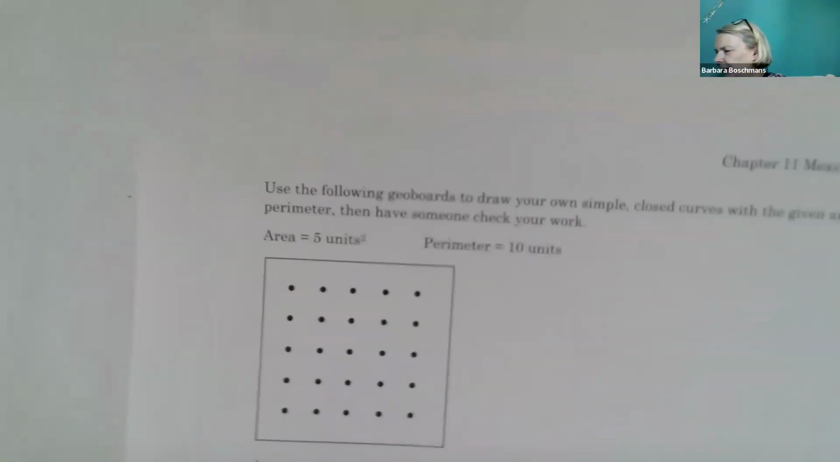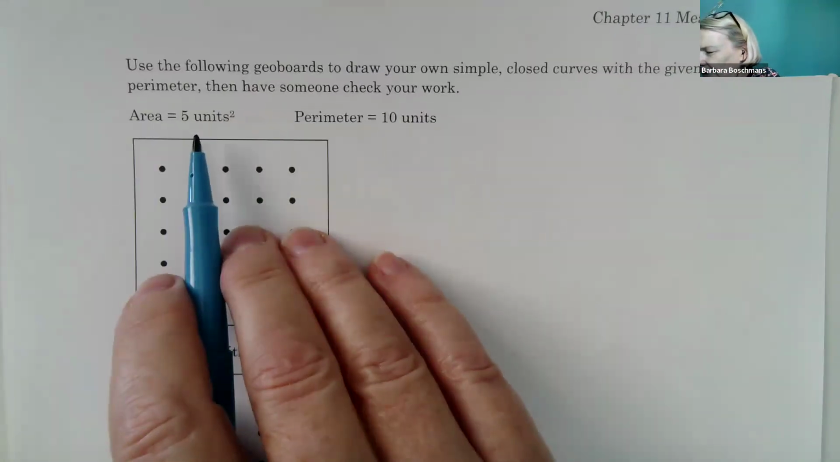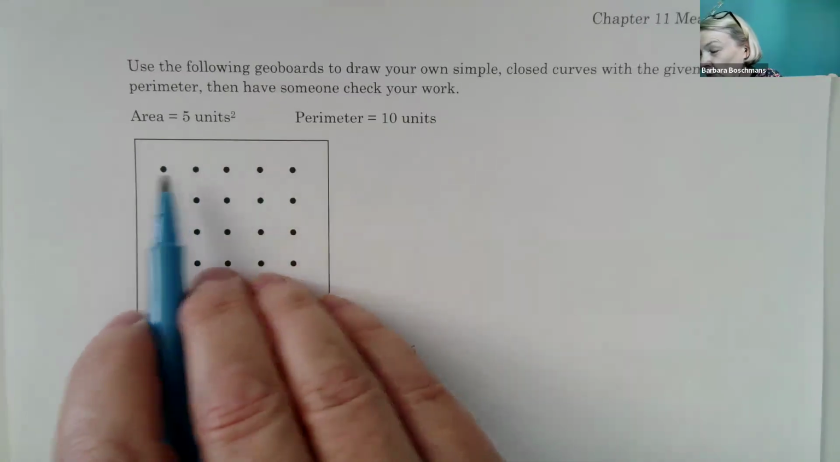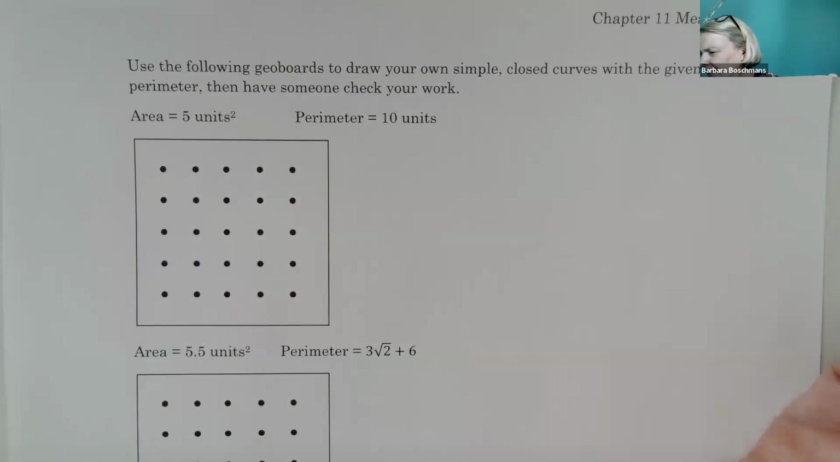Let's go to the next page. We're going to put area and perimeter together. So we've already done perimeter on geoboards. Now we're going to find a shape that has an area and a perimeter that's given to it. So we create the shape. If I want the area to be 5 units squared, so each little square is 1, right? So I need 5 of those, and I need the perimeter to be 10 units.